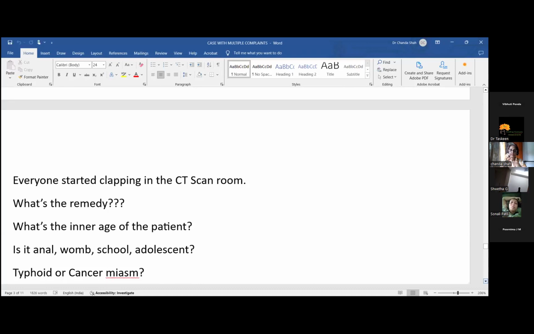Or is he adolescent? He's not happy with the work which is done in India. And in spite of all these problems, he still wants to go abroad, wants to have a global market. So is he adolescent? So what is the inner age now? Someone can tell. Anal.